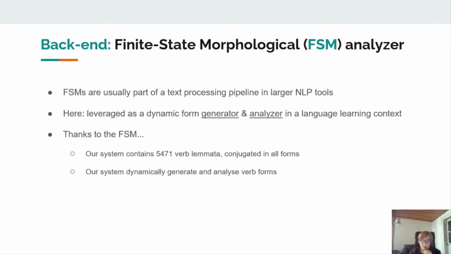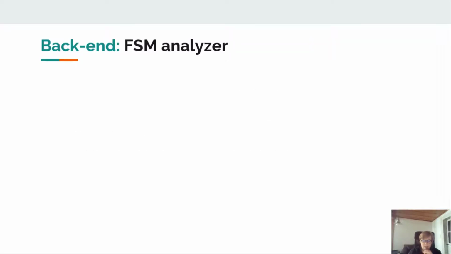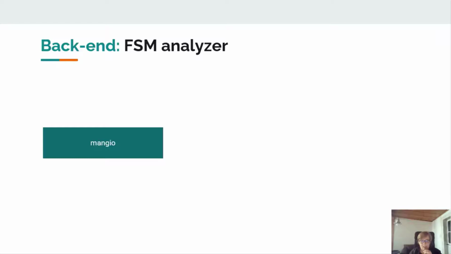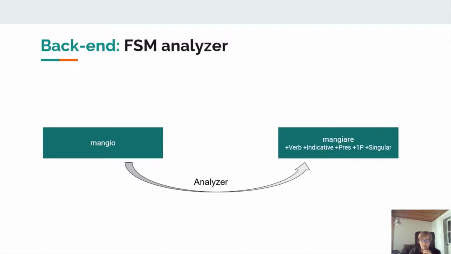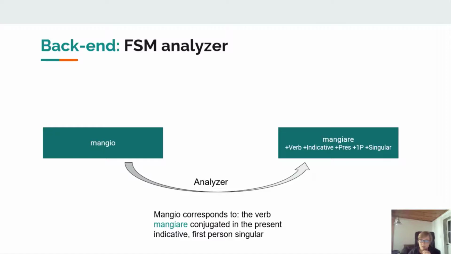Thanks to the FSM, our system contains about 5,500 verbs so far, and our app can dynamically generate and analyze verb forms. Here I have an example of what generation and analyzing verb forms mean. So for analysis, we give the FSM a conjugated verb form. In this case, for example, the verb mangio. And it returns us its infinitive together with a couple of morphological tags that describe the given conjugation. So in this case, the FSM returns that mangio corresponds to the verb mangiare in present indicative first person singular.